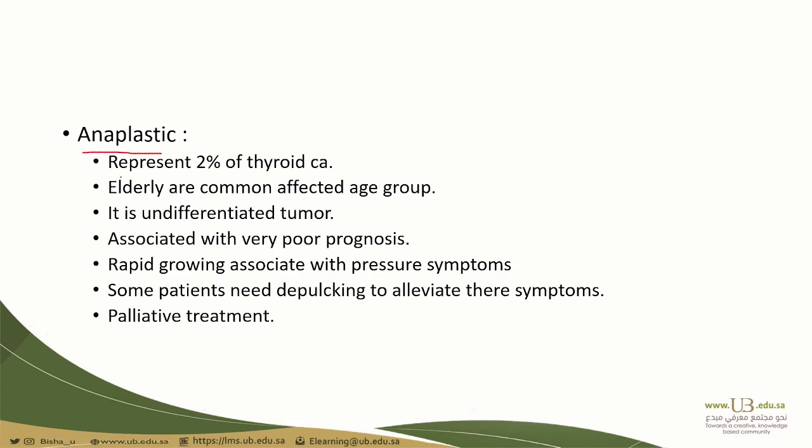Anaplastic is a very aggressive tumor, representing 2% of thyroid cancer. Fortunately, it is usually seen in elderly people. It is an undifferentiated tumor, and most of the theories say that it originates from long-standing papillary cancer. It is associated with a very poor prognosis and presents as a rapidly growing tumor with pressure symptoms.